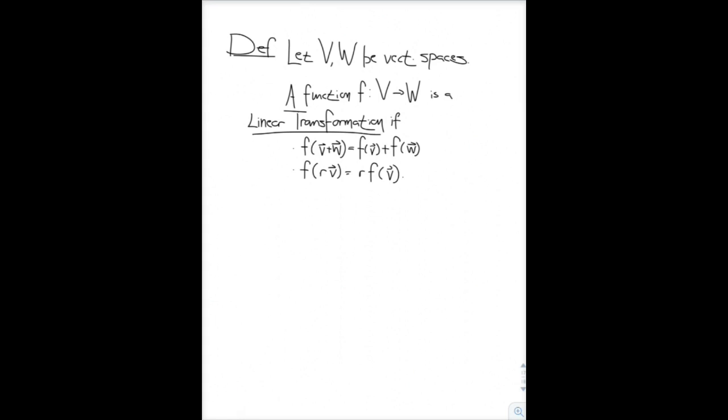I'll call them property A, if f preserves vector space sums, that is, if f of V plus W is f of V plus f of W, and B, if f preserves scalar multiplication, that is, if f of r times V is r times f of V.